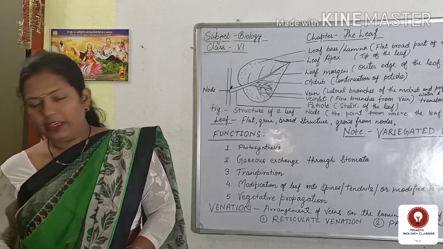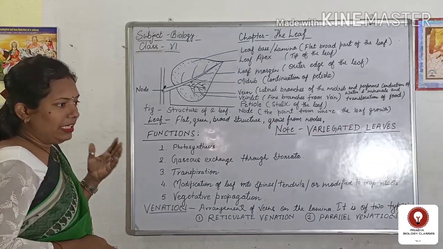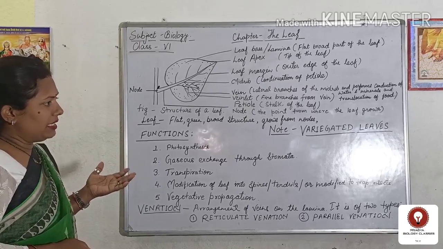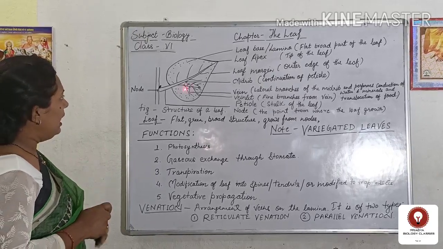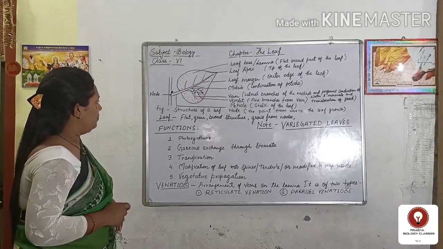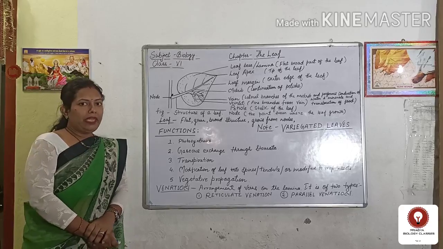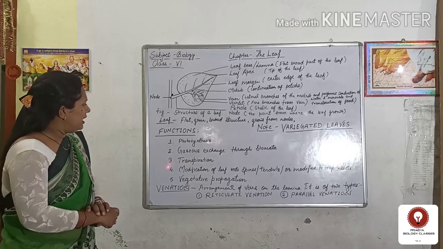So this type of leaves are known as variegated leaves. Different colors are also present on the leaves, but green color is mainly due to the presence of chlorophyll. Now we will discuss the functions of leaves. The main functions of leaves are written here.